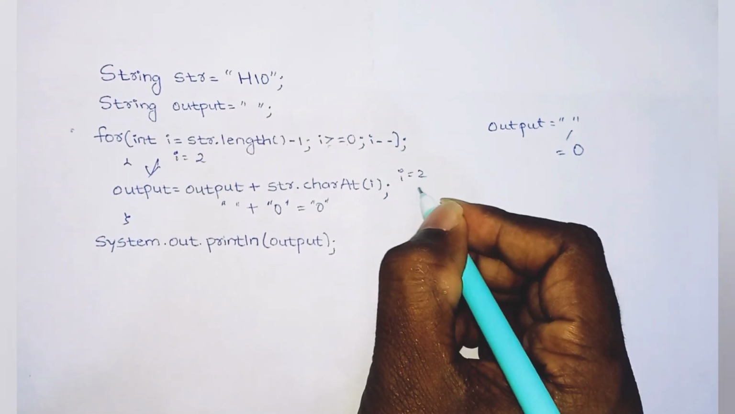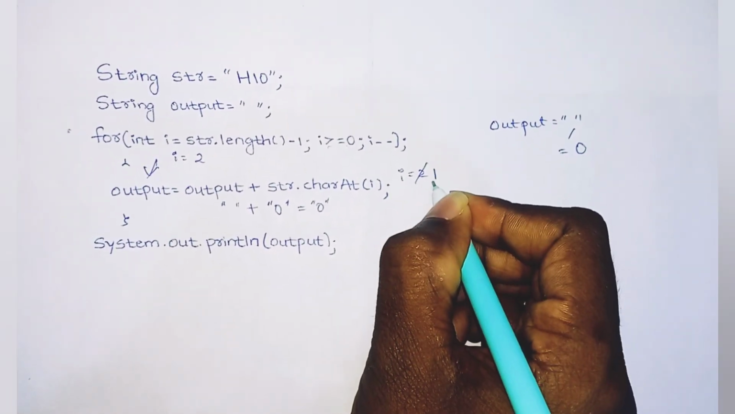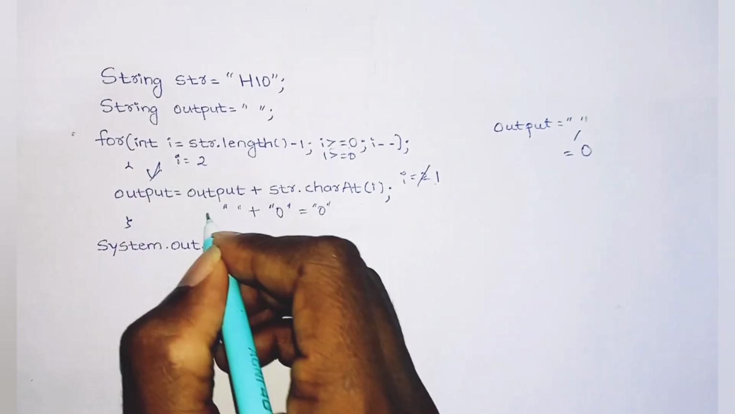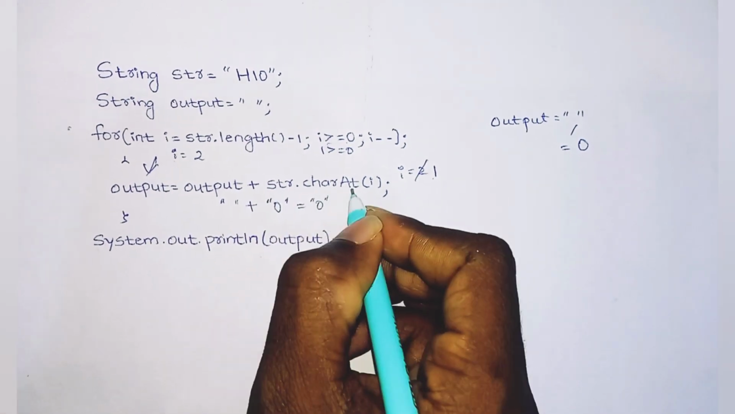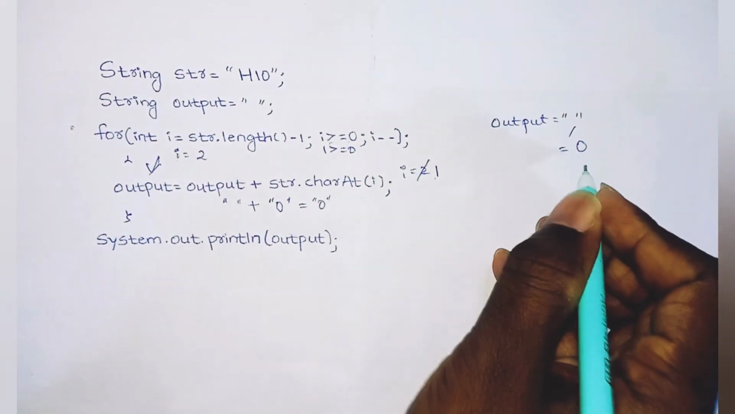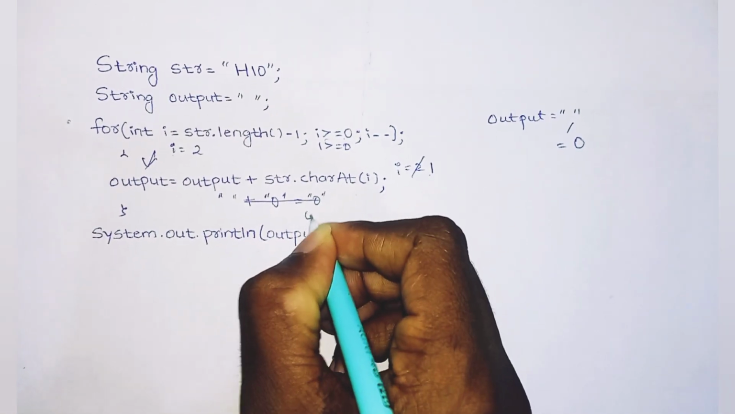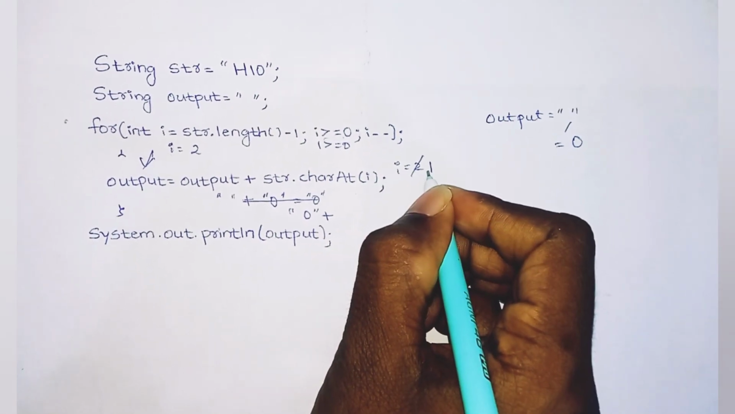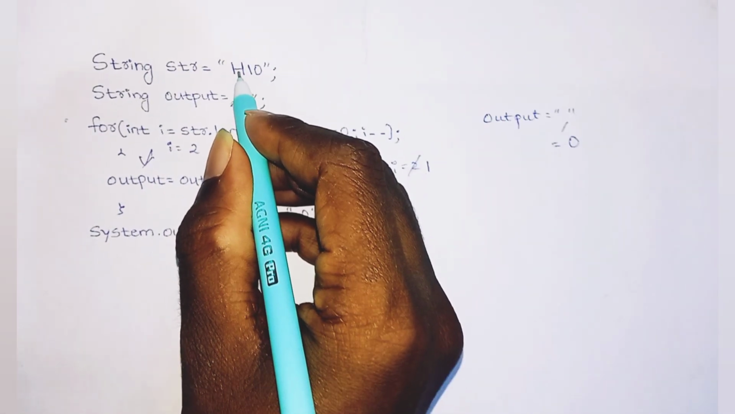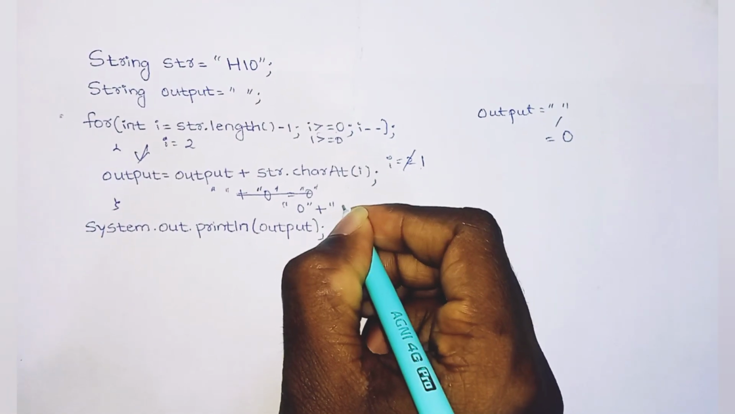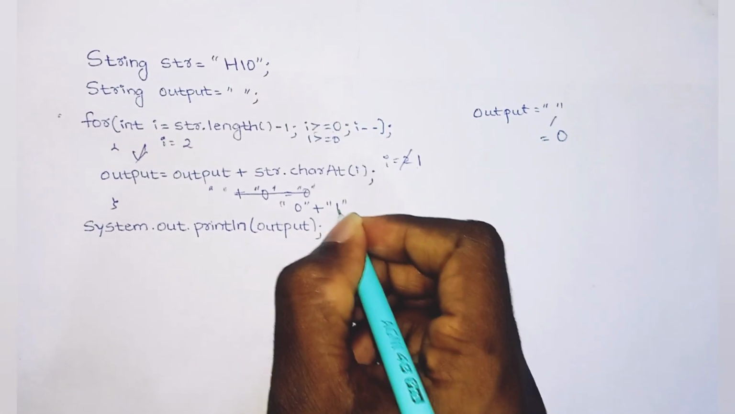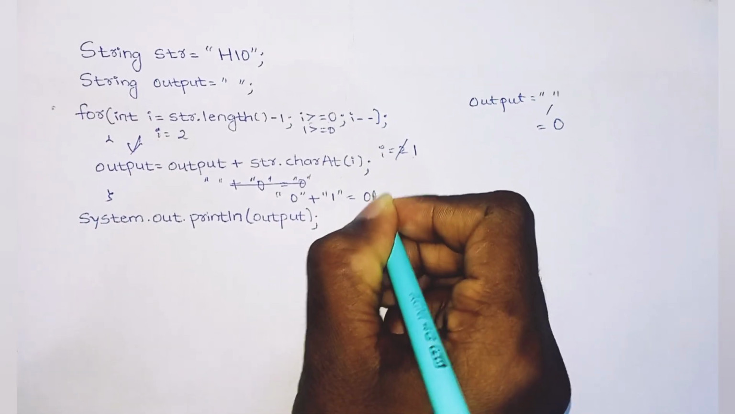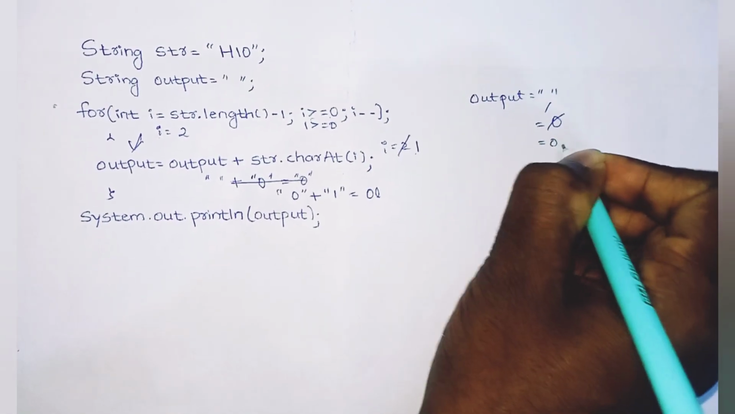Now i gets decremented by 1. The initial value is 2, now 2 minus 1, which equals 1. Now it checks the condition 1 greater than or equal to 0. The condition is true, so it enters the loop. output equals output plus str.charAt(i). The output's updated value is O, so O plus str.charAt(i). The i value is 1. At index 1 we will have L. So O plus L, which are two strings, as we are performing plus, it concatenates both. So output will be OL.